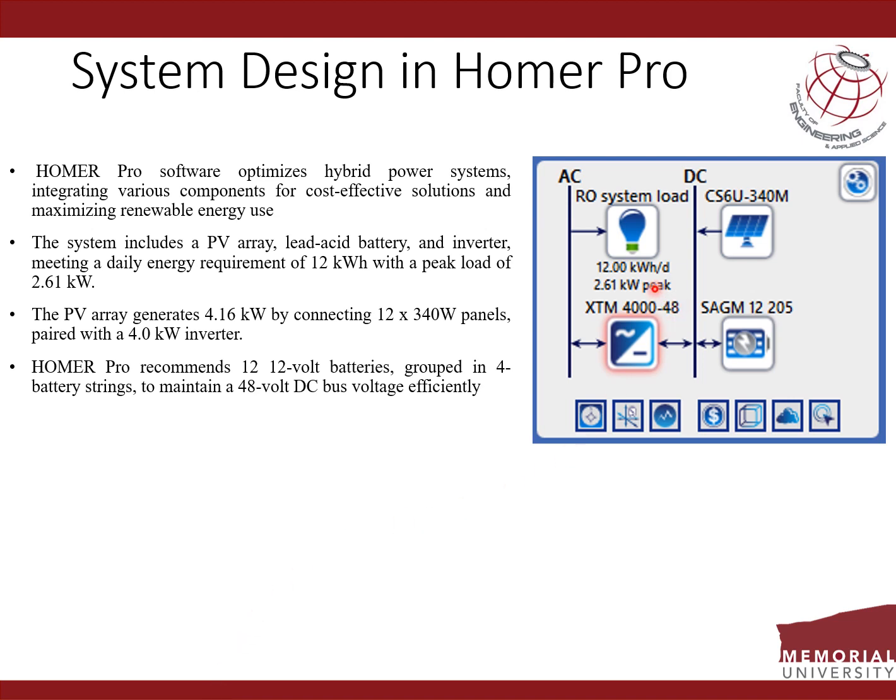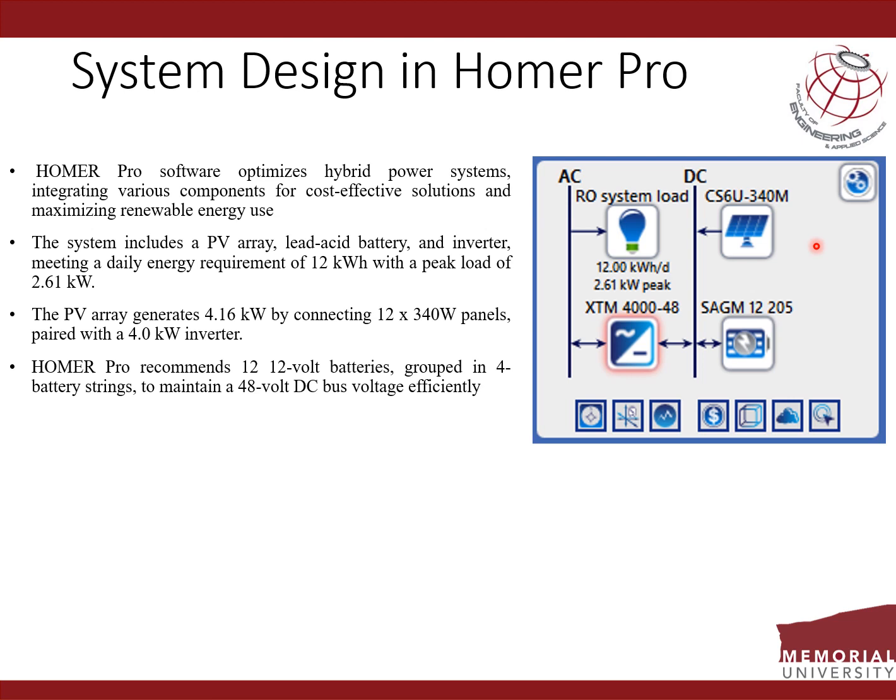As explained in previous slides, our system has an AC load which is connected to the AC bus. Energy consumption based on calculations done before is 12 kilowatt hours per day. The peak is 2.61. The power generation is done through a PV system, and the amount of generated power is 4.16 kilowatt by connecting 12 panels, each with 340 watt power.